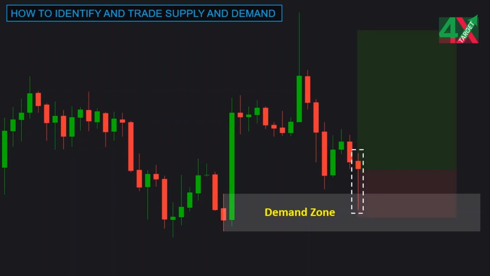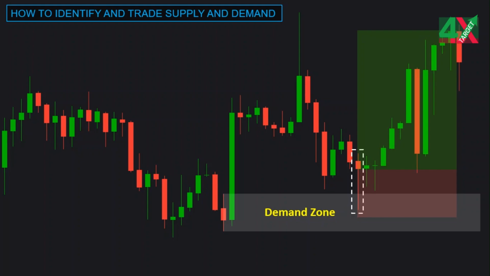Enter a buy position after the confirmation candle closes. Stop loss just below the demand zone, or the low of the pin bar. For take profit, use the next resistance or supply zone as your target.